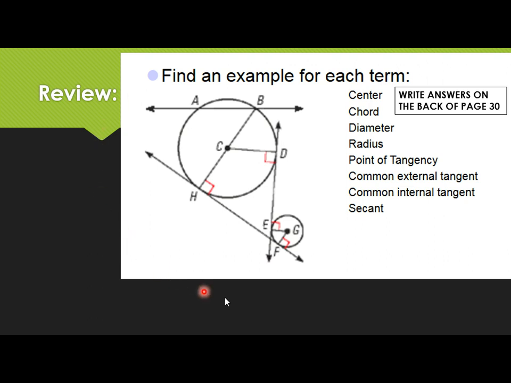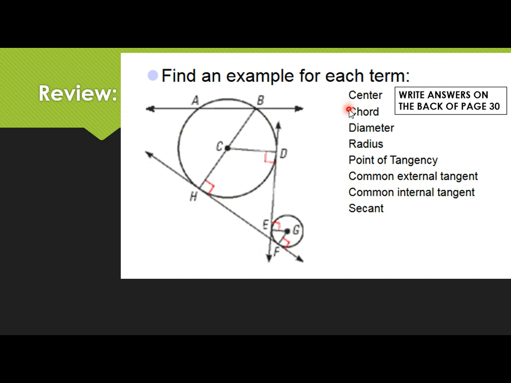We're going to go over how to name those. So pause the video and draw this picture just the best you can. Actually, you don't even need to draw it. We're just going to write these down. The center of the circle would be C or G. Either one of those would work. The center, put center, C or G.